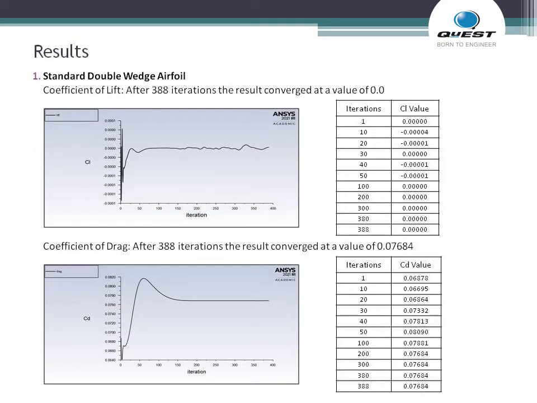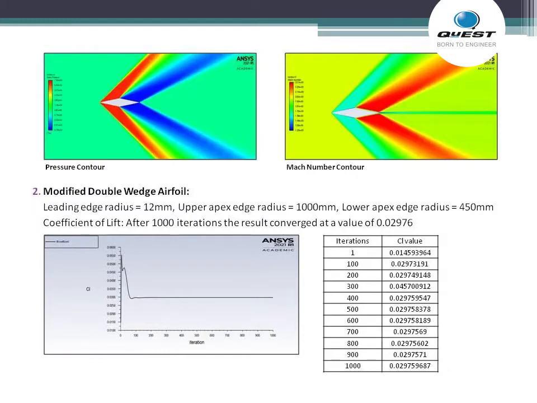To start off, we have the lift and drag coefficient plot of the standard double wedge airfoil, which was analyzed at a Mach number of 2.0. We can see that the lift coefficient value converges at 0.0 after 388 iterations, which is justified for a symmetric airfoil at 0 degree angle of attack. The coefficient of drag converges at 0.07684 after 388 iterations. The variation of the CL and CD values with respect to the number of iterations has been represented in the table. Here we have the pressure contour and the Mach number contour of the double wedge airfoil. From the variation in Mach number, we can specify the location of the oblique shock which is present at the leading edge and the expansion wave which is present at the apex edges.